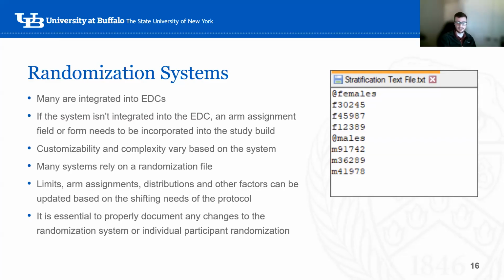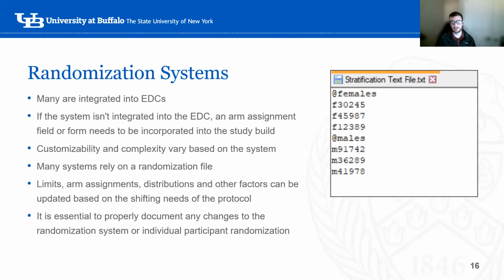A lot of the statistical side comes from the statistician, but for data managers, we're implementing a lot of it. Limits, arm assignments, distribution, and other factors can be updated based on the shifting needs of the protocol. We can change the randomization system as the study goes on. So if we need to shift things, that's something that we can do. So that's something to always keep in mind as we're maintaining the system.